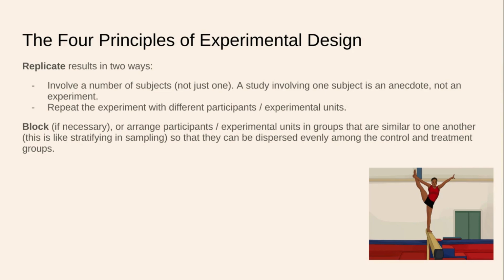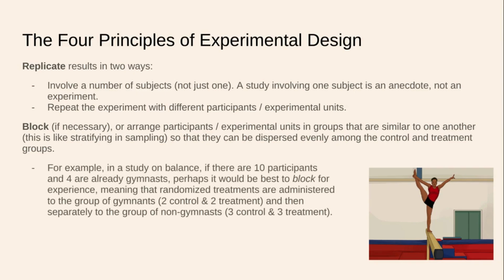Now, what does that look like? This one's a little tougher to understand perhaps, but here's an example from the book. So for example, in a study on balance, if there are 10 participants and 4 are already gymnasts, for certain, we don't want them all in the control group or all in the treatment group. That would completely discredit our results. Perhaps it would be best to block for experience.